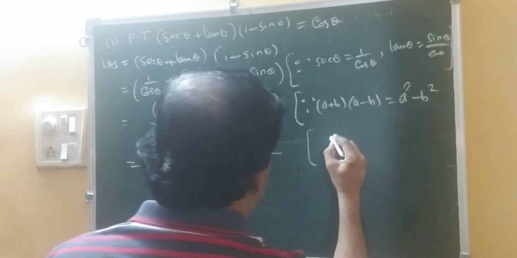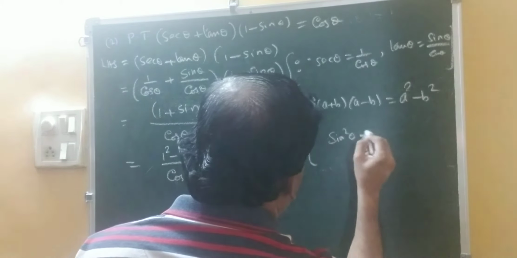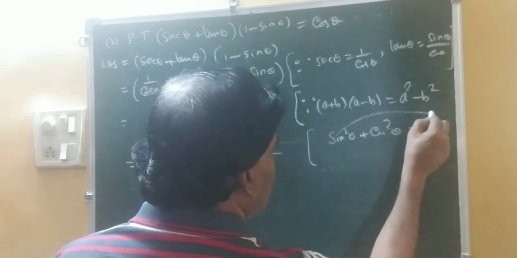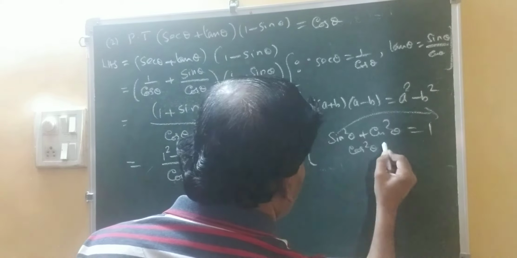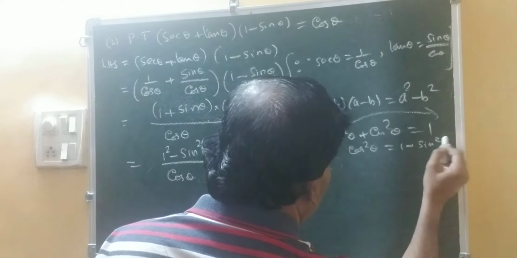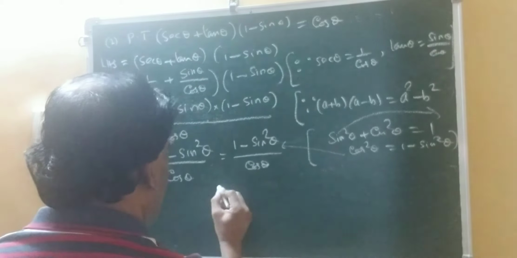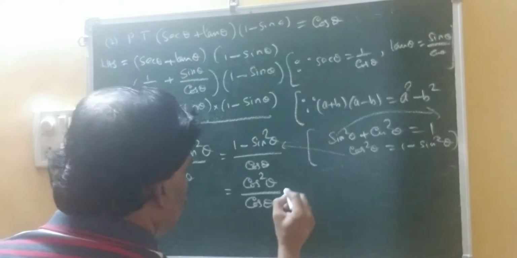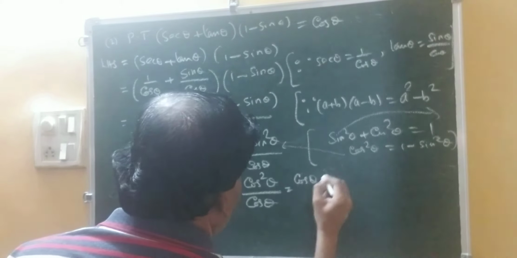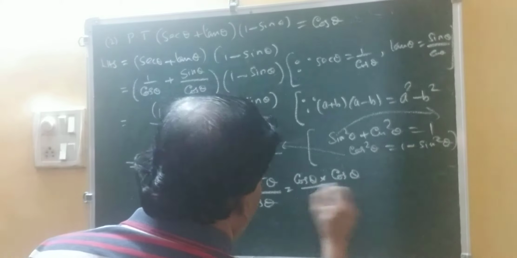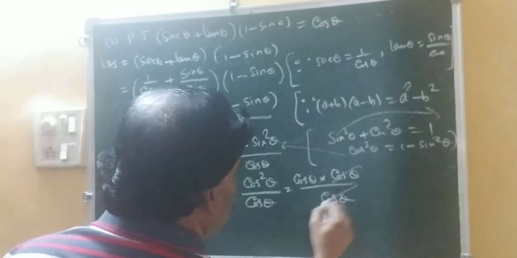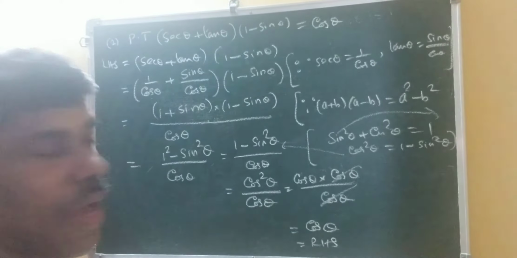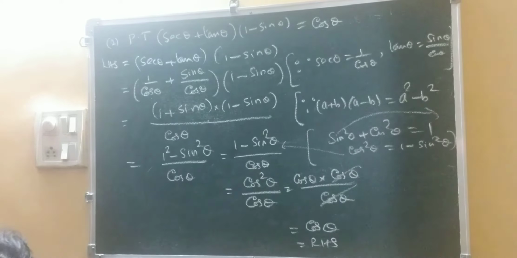Now you tell me, what is sin square theta plus cos square theta equal to? 1. So you take this side. So cos square theta equal to 1 minus sin square theta. So this I am going to write here. So what is that? Cos square theta upon cos theta. So is equal to cos theta into cos theta upon cos theta. So what you will get? Cos theta. That is your right hand side. So very simple it is.